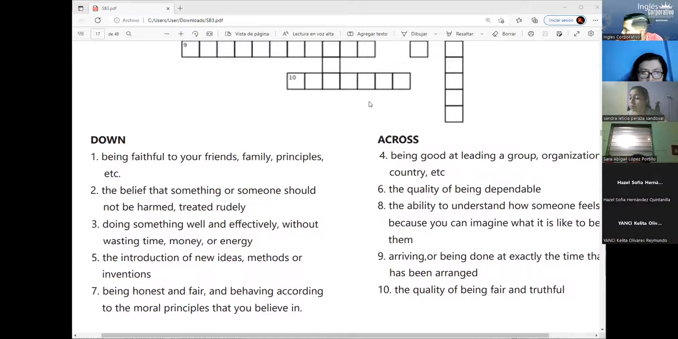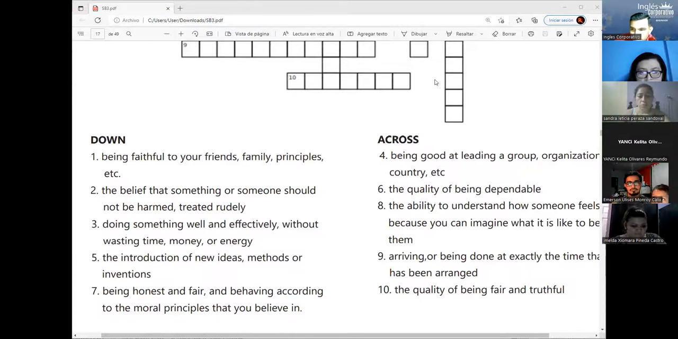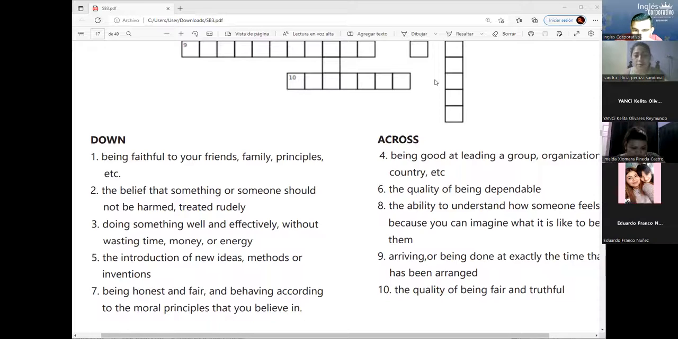Ok, here we go. Aquí vamos. Ay, teacher, no escucho. Hello, hello. ¿Miss Sandra? Sí, hoy sí. Es que no la escuchaba, la escuchaba bien cortado, pero hoy sí. Ok, miss. Vamos a resolver el crucigrama, el crossword. Ok.